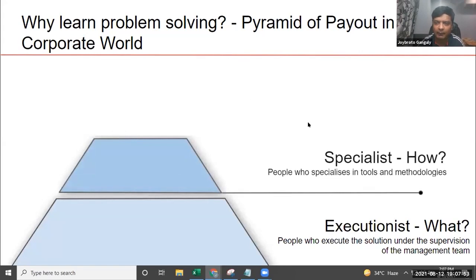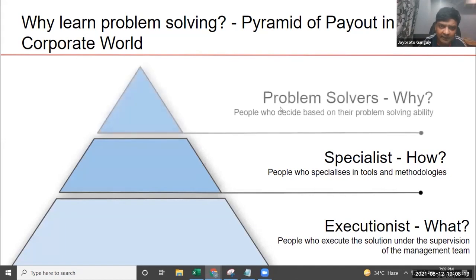The ones who are above that are called specialists, and they think day in and day out about how. So for example, if you're in marketing, then a lot of people think about how should SEO happen? What are the best practices of doing that SEO? How can I make it better? That is called a specialist.